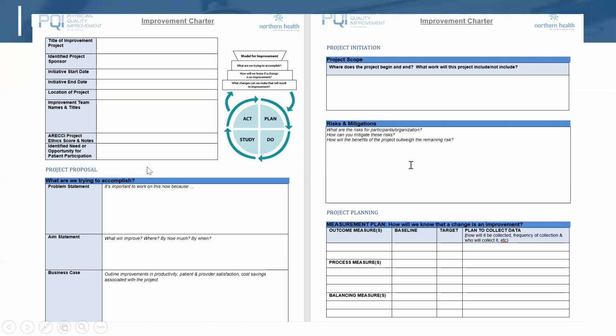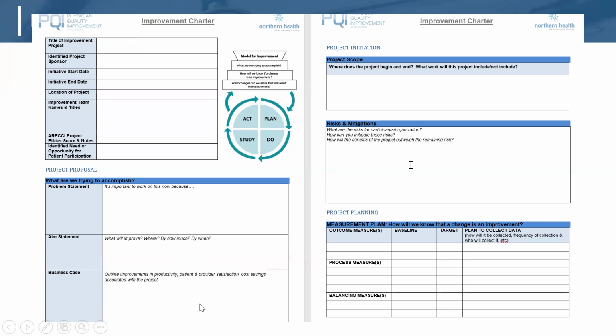And finally, you want to consider whether you want a patient partner on your group or not. Potentially, you could include a patient partner as part of the project and get their input on the system and how it's functioning. So next, you go through your project proposal. And this is your problem statement and your aim statement, which we've talked about today. And your business case has to do with your triple aim and your quadruple aim.